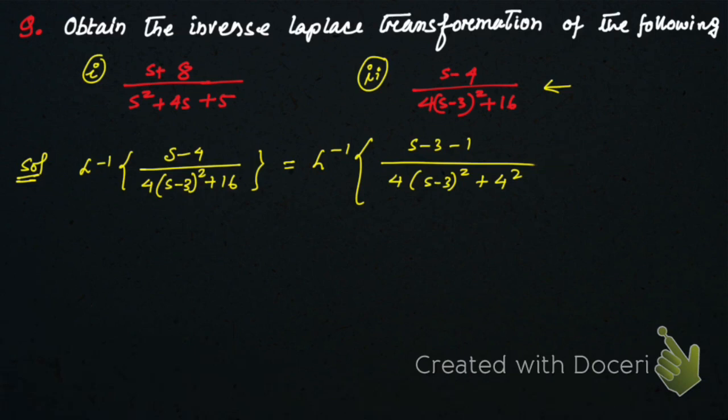So here you see, then again in the next step what we can write, inverse Laplace transformation of, we can write s minus 3 by these things, then minus 1 by this denominator, right? So let me show you how. S minus 3 by, so here 1 by 4 can be written outside if you take 1 by 4 common. So you can write that way. Let me show you.